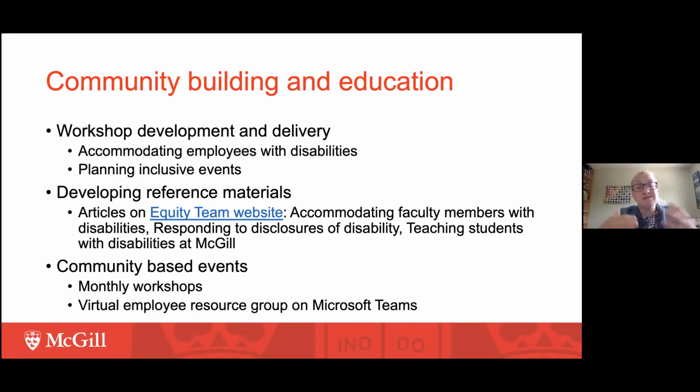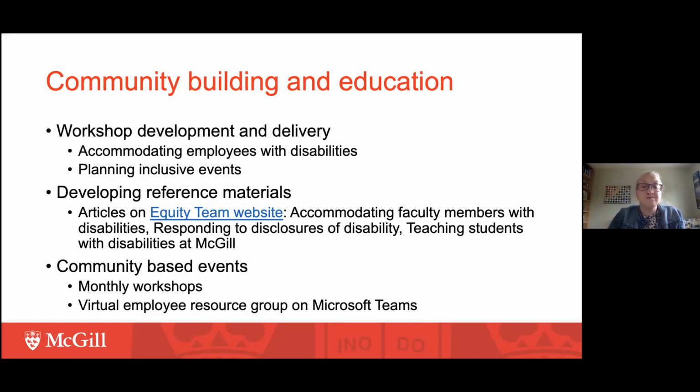And so a few ways that we experimented with this over the past year was to look at workshop development and delivery. So I developed a few workshops, this was more geared towards hiring managers and anyone working in these types of roles across the university. So I developed a workshop on accommodating employees with disabilities and another workshop on planning inclusive events. So we can really think of setting things up from the outset as accessible and inclusive as possible.